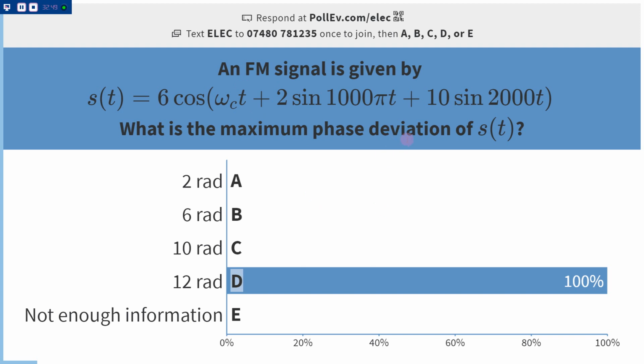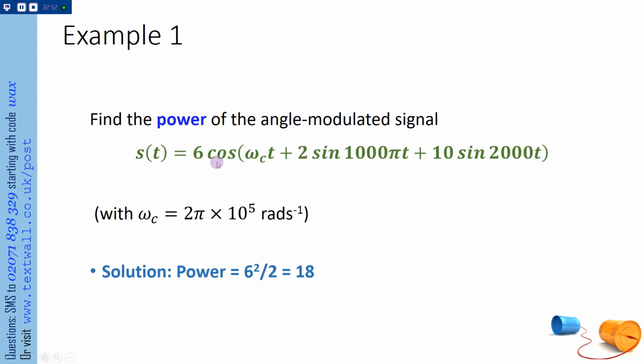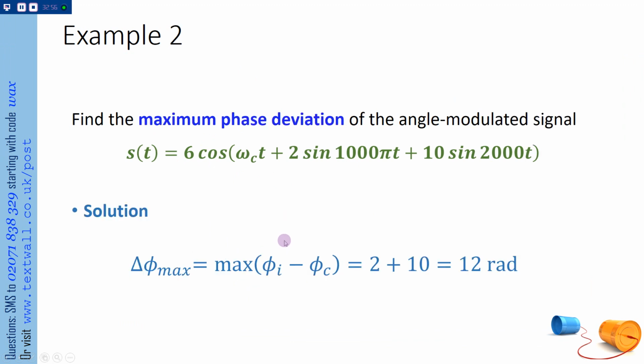Okay, let's go through this in a bit more detail. So this is the first example, 100% if you got that right. This is the second. So we're looking at the maximum phase deviation, delta phi, or delta phi max. So we're taking the difference between the instantaneous phase and the carrier phase. And it's when these two happen to coincide and have their peaks, so 10 plus 2, 12 radians.